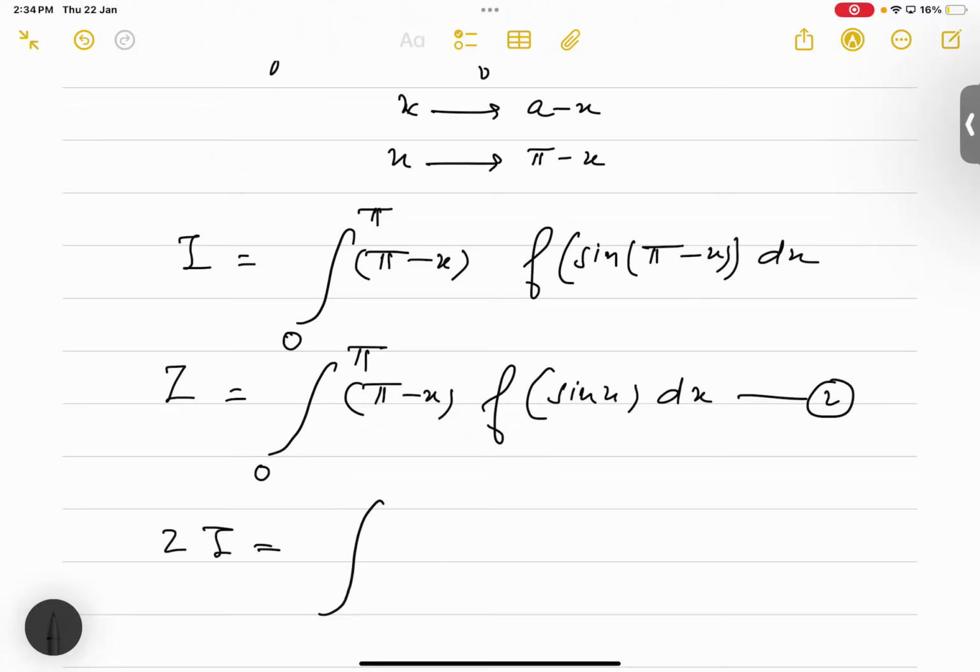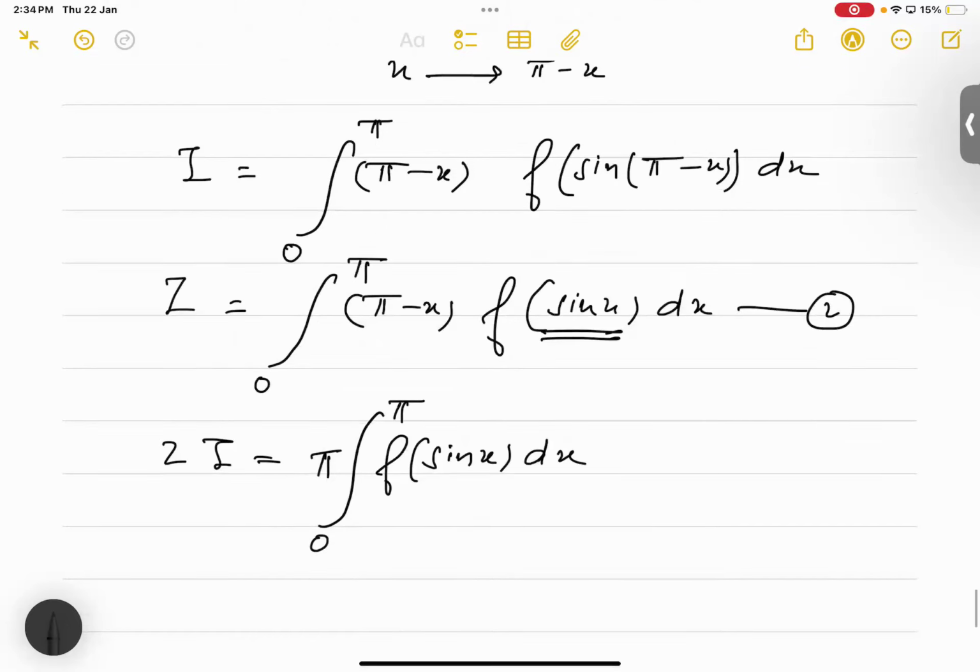2I. You'll be getting something like this. I'm writing directly here, guys. You add f of function. No, this is the f of sine x, function of sine x. It's not function of x. It is function in terms of sine x. Okay, so what's the final answer? Pi by 2 over here, 0 to pi by 2, f of sine x. Clear? Yeah. Okay.